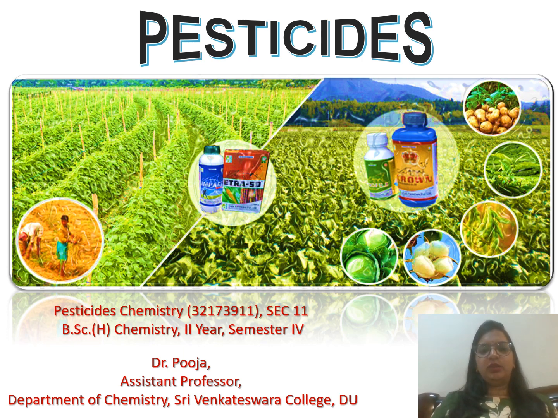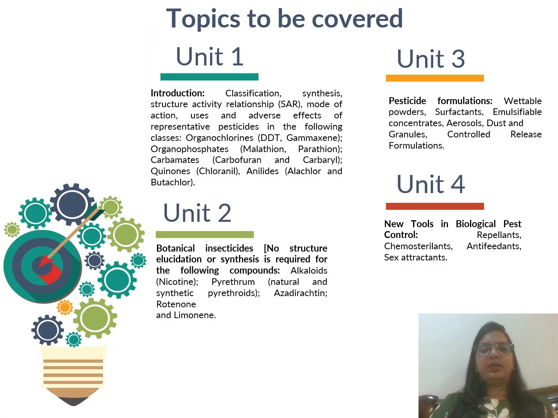I am going to cover a skill enhancement paper, Pesticide Chemistry, which is for BSc Honours Chemistry students of second year. So let's start with a brief introduction about the paper. This paper is composed of 4 units, in which the first unit includes the introduction to the basics of pesticides, which will tell us about the classification, synthesis, mode of action, and synthesis of some specific categories of pesticide.